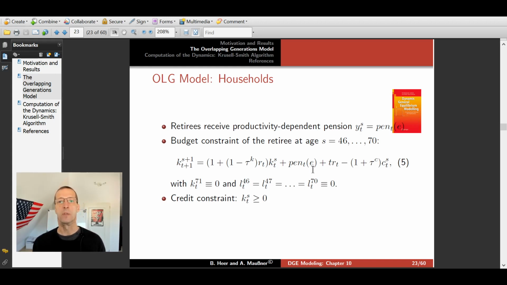In chapter 10.1 in the book, we introduce contribution-based pensions, where we explicitly account for the pension schedule and the contributions in the United States. The retiree receives transfers as well. The taxation of consumption and of interest income, of course, is the same as in the case of the worker. And at age S equal to 71, corresponding to age 91 in real life, the household is dead. And of course, at this time, since we have no bequest motive, his wealth is equal to 0. And the labor supply of the retiree is also equal to 0. In addition, we impose a credit constraint, so households cannot borrow.